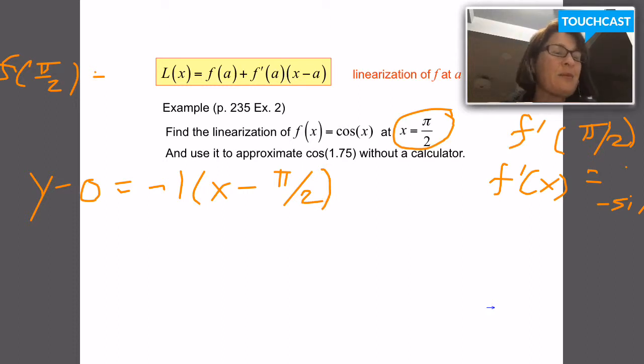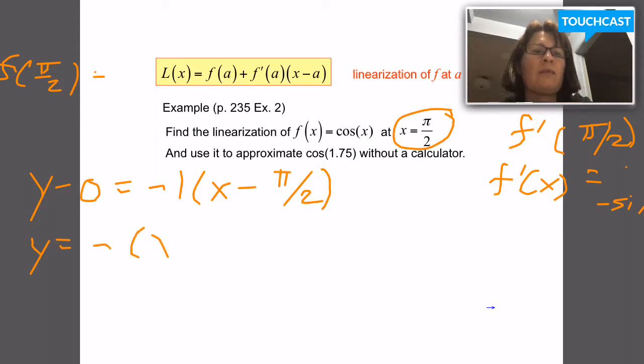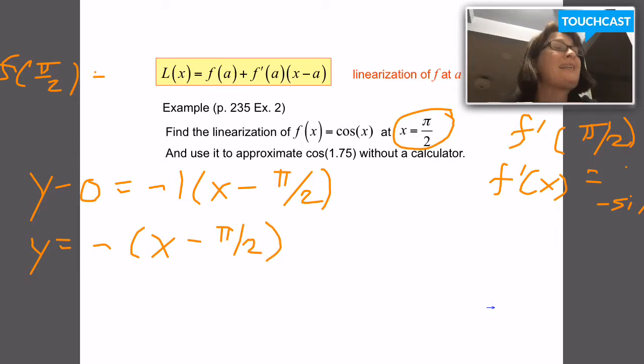So I sort of lucked out here, because now when I go to isolate y, it doesn't really take any work. I had y minus 0, so I could use the function y equals negative x minus pi over 2 as my linearization, as a linear function that approximates the cosine function near that place. Okay, so let me erase this.